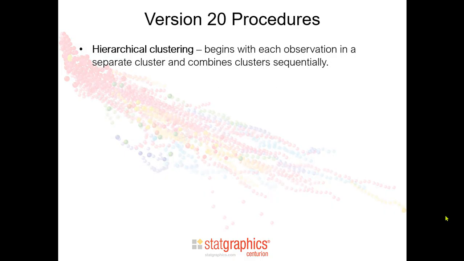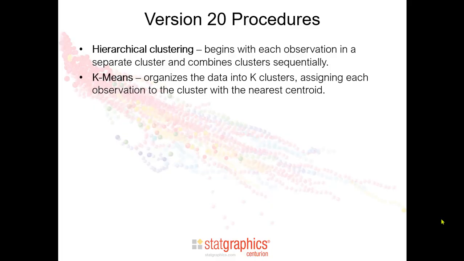In this video, I'll describe 5 Statgraphics version 20 procedures for performing a cluster analysis. The first procedure does hierarchical clustering. In hierarchical clustering, you begin by placing each observation in a separate cluster and combining clusters sequentially. The second procedure is the very popular k-means. K-means organizes the data into k clusters. It assigns each observation to the cluster with the nearest centroid.